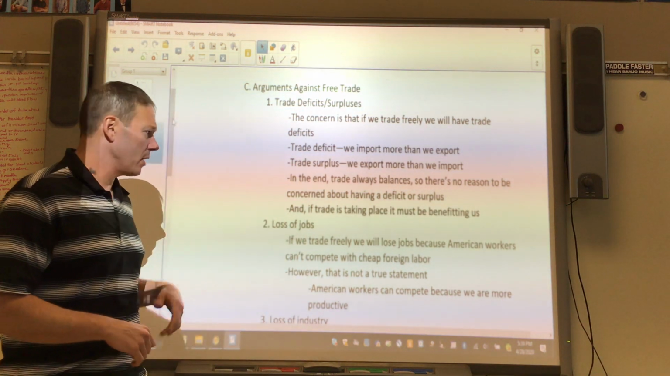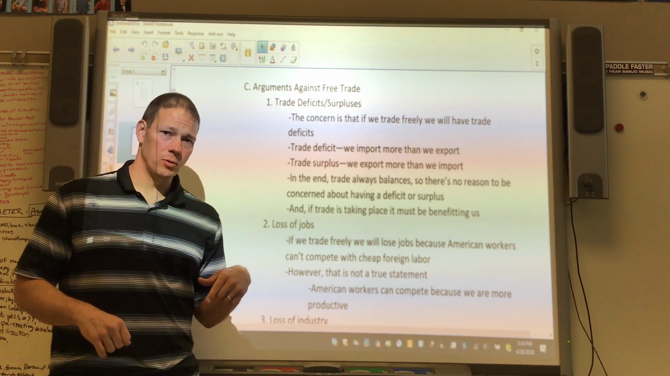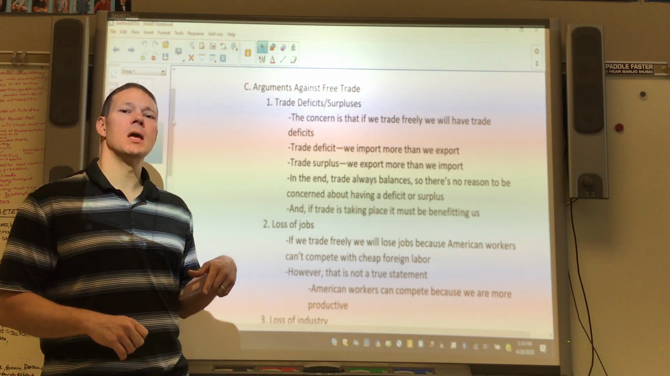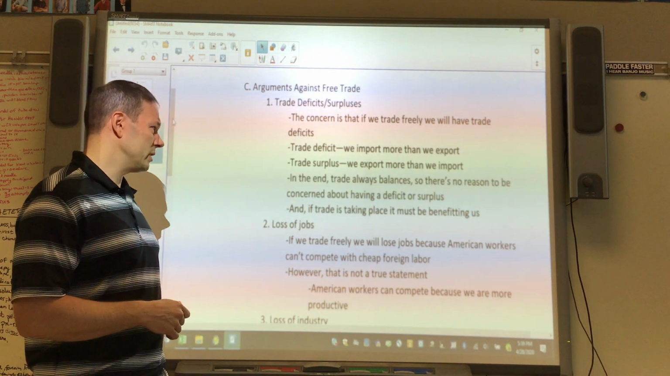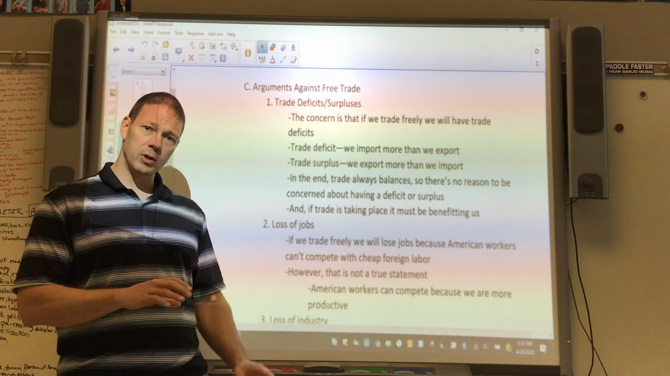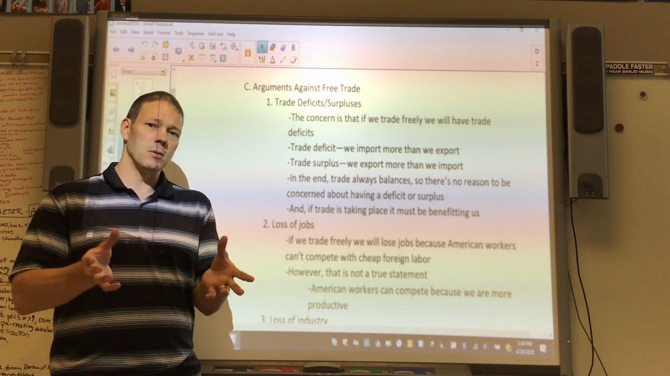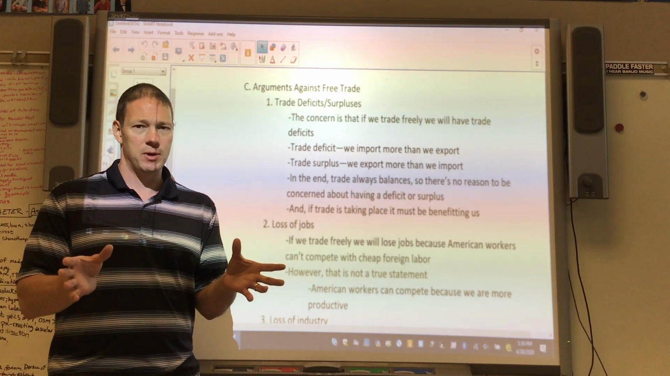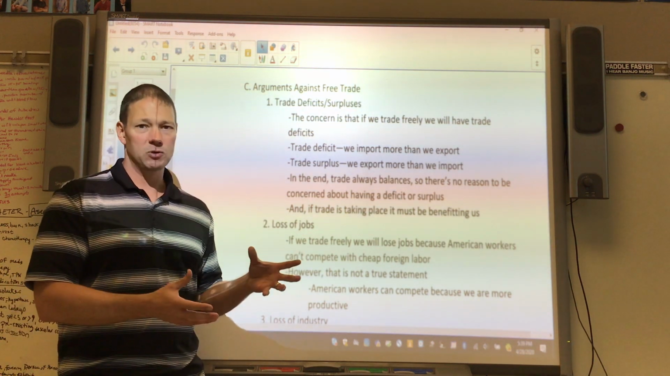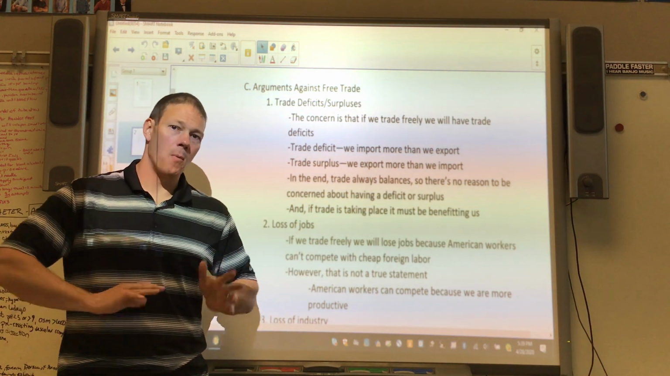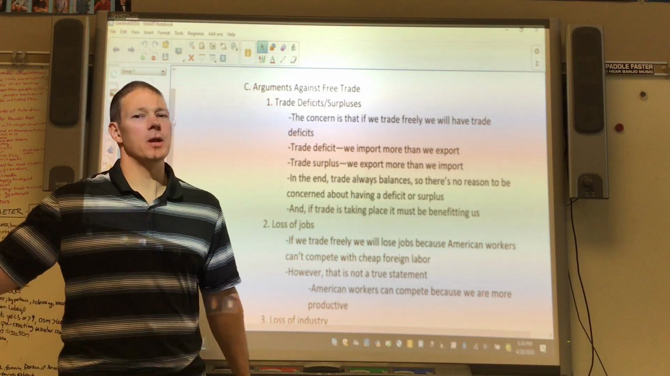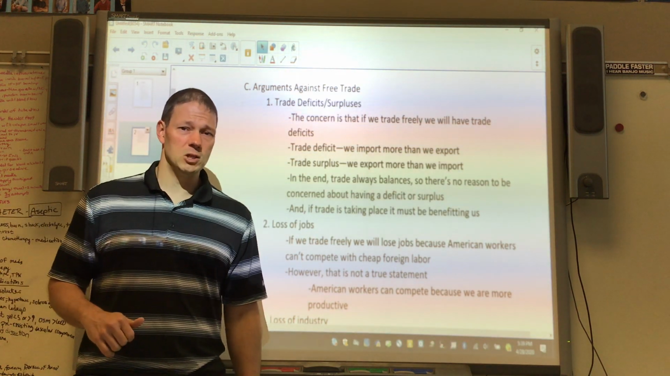But the other thing, which we're going to see with tomorrow's lecture and quiz, is that in the end, trade always balances, okay? We're going to see that because of the trade accounts, you've got 2 accounts. Bottom line is, I don't want to get ahead of myself right now. The money is going to make its way back. If your concern is, oh my gosh, all this money is leaving our country, one way or another, the money makes its way back.